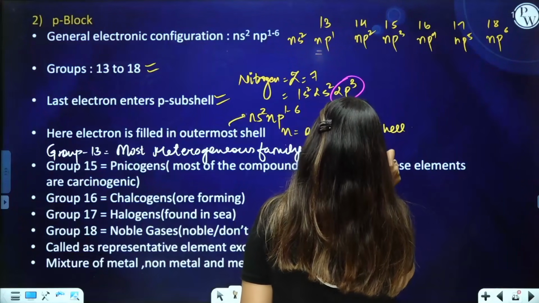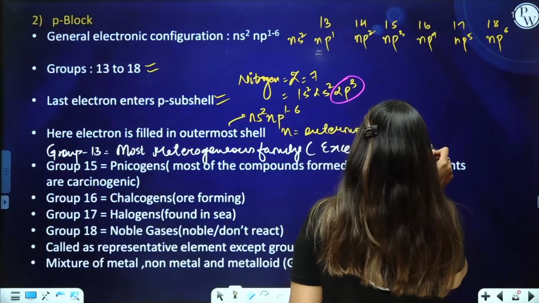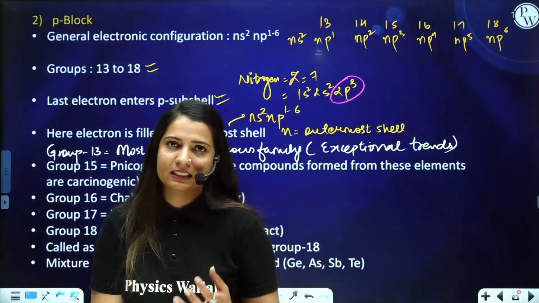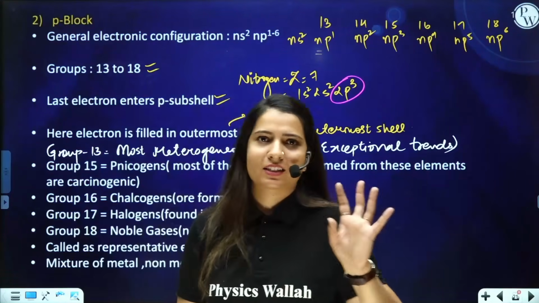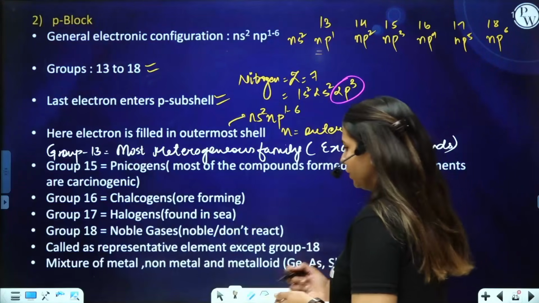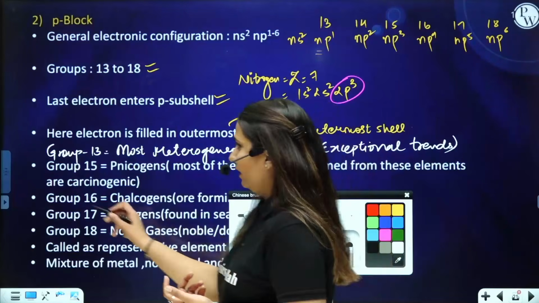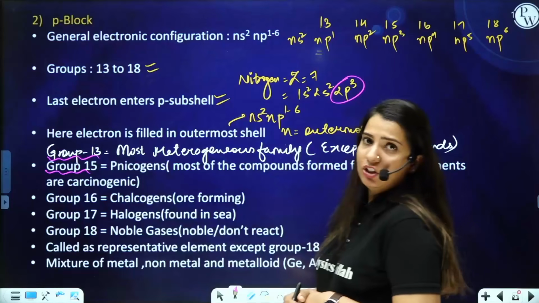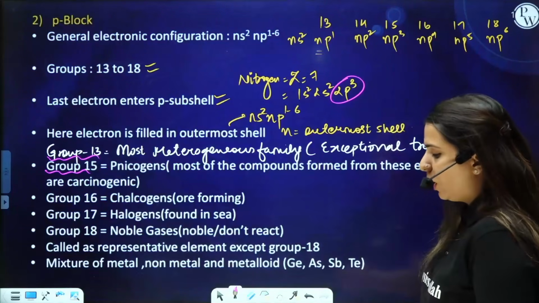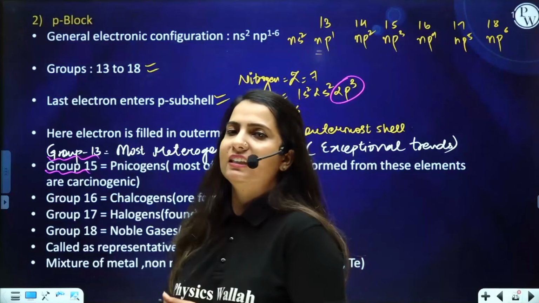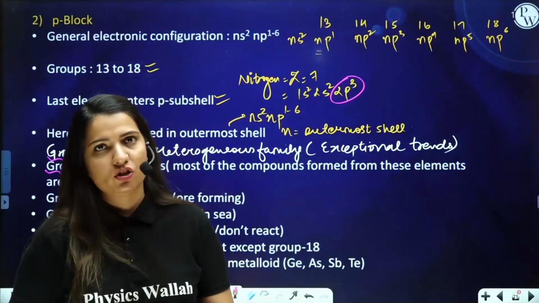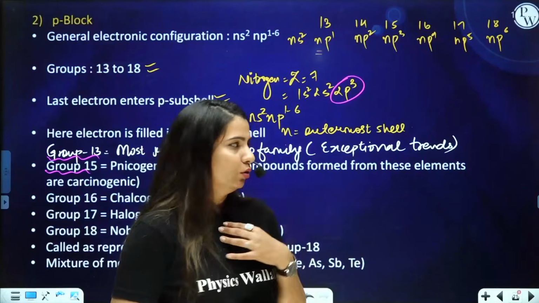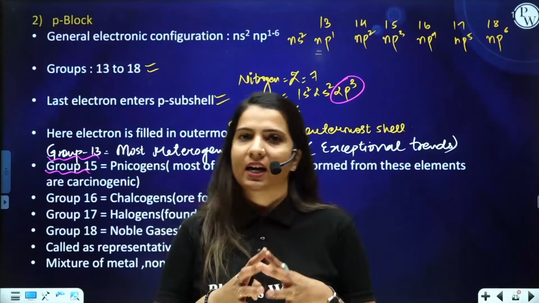Exceptional trends are present in the group 13 family elements, so we call them the most heterogeneous family. Group 15 will be called by a very different name. We call it the pnictogens. Most of the compounds formed from the elements of this group are carcinogenic and very poisonous. It's not good to inhale them. So all these words are associated with the pnictogens.